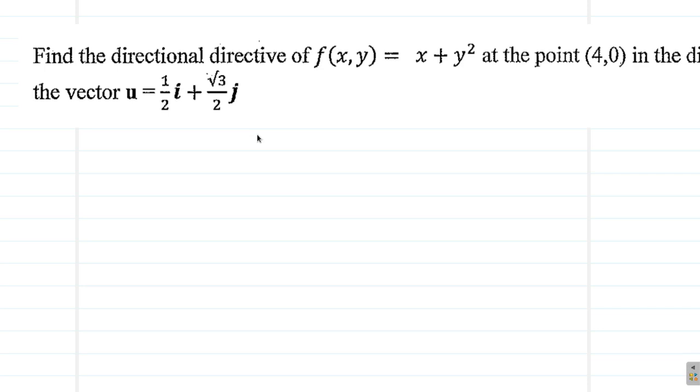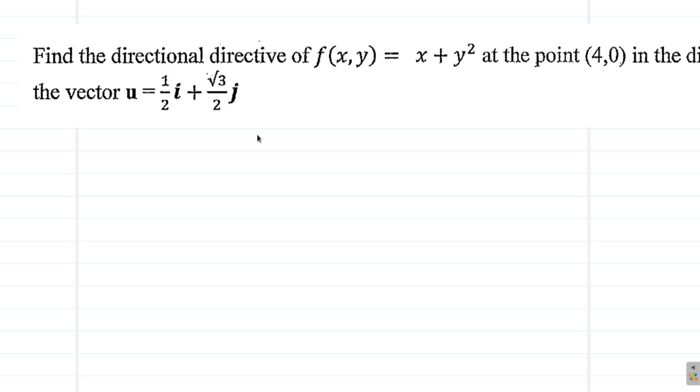You're to find the directional derivative of the function f(x,y) = x + y² at the point (4, 0) in the direction of the vector u = (1/2)i + (√3/2)j.